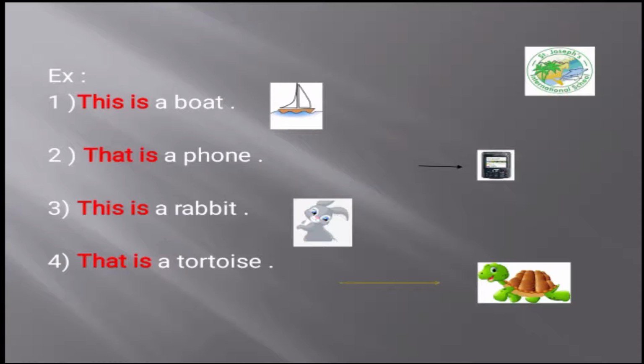But in number 4, this tortoise is far from the sentence. So I use what? This? No, I use that is a tortoise. Excellent work. So in number 4, that is a tortoise because the tortoise here is far from the sentence.